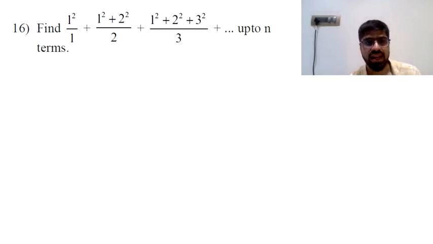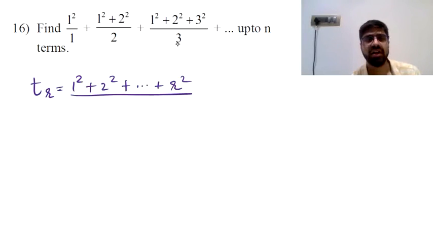Now here if you realize every term, check the first term, it is 1 square upon 1. The second term is 1 square plus 2 square upon 2. So in general, if I try to write the rth term, in the numerator for the second term there were 2 numbers. For the third term in the numerator there were 3 numbers. In the fourth term in the numerator there will be 4 numbers. So for the rth term in the numerator there will be r numbers, and these numbers will be 1 square, 2 square and so on up to r square, divided by the denominator. The denominator of the first term is 1, second term 2, third term 3, fourth term 4. So for the rth term, the denominator will be r only.